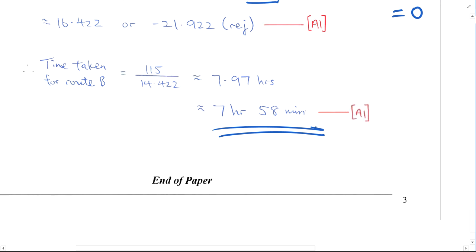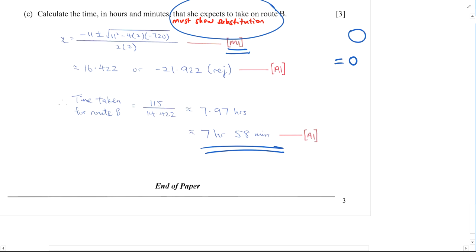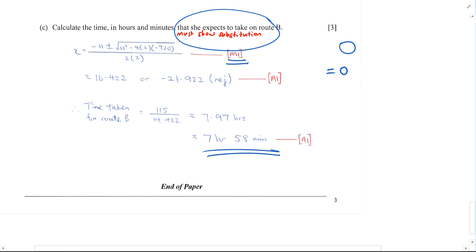Conversion to hours and minutes, generally alright. Okay? So this is the full 25 marks.